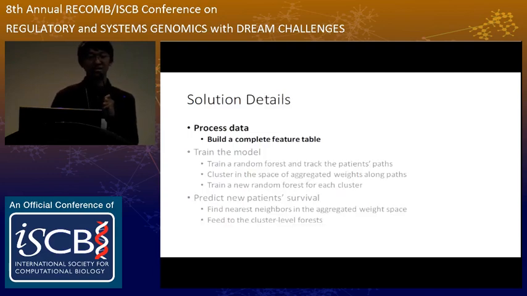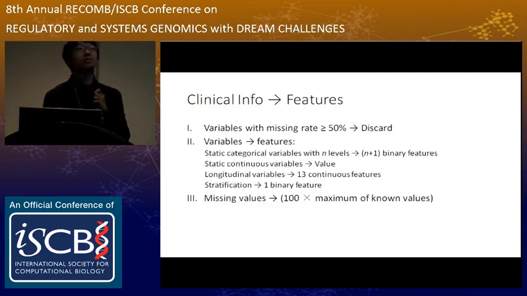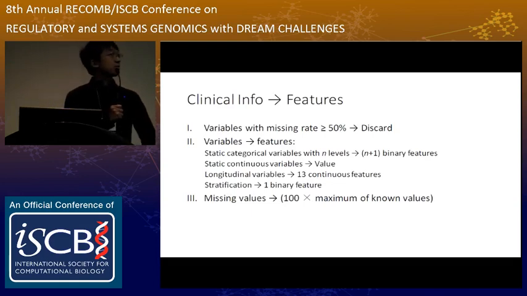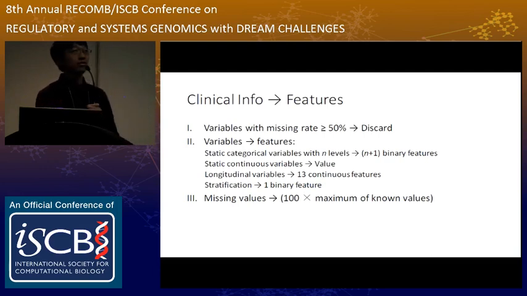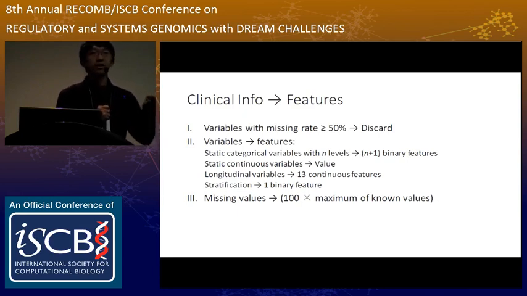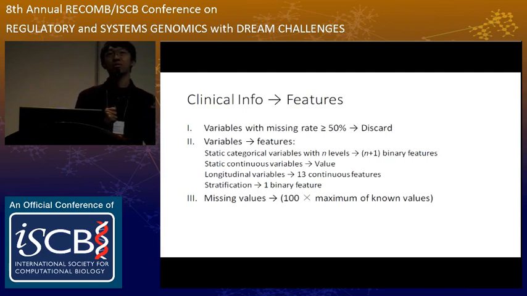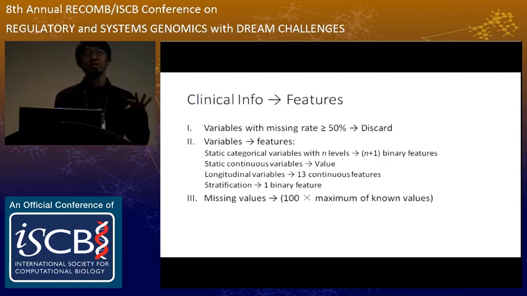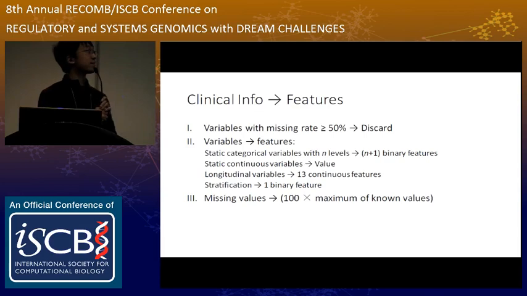So here come the details about data processing. The most important part of data processing is how to encode clinical variables into features. First, we discarded any variables with a missing rate higher than half. We also tried discarding only those with a missing rate higher than 80%, but the local result does not differ much, so we kept the first approach.